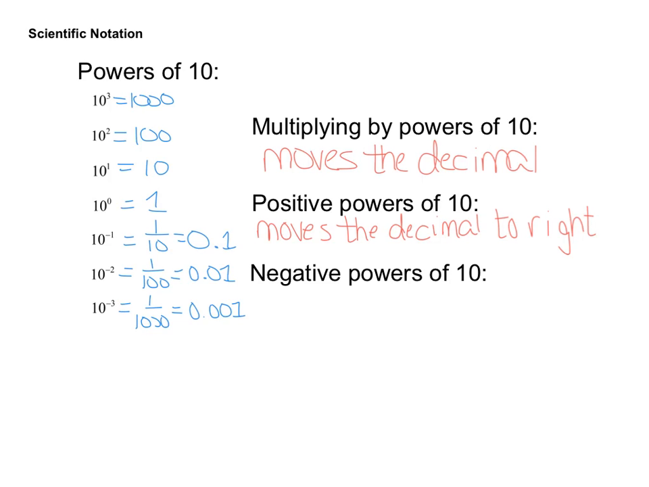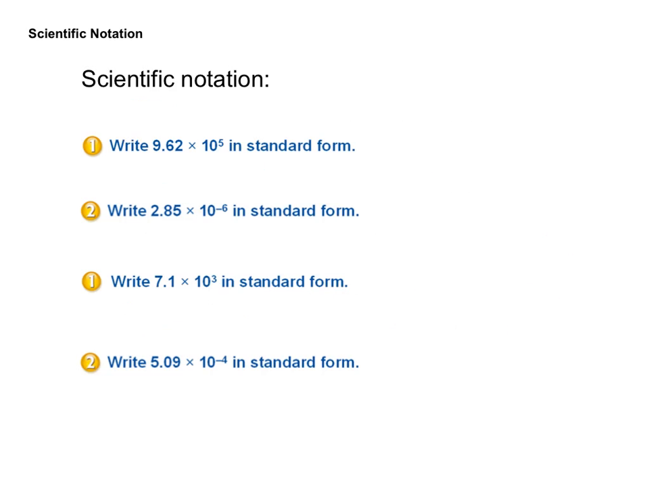And a negative power of 10 moves the decimal to the left. So powers of 10, which you should have at some point explored, played with, seen what happens when you deal with powers of 10, moves the decimal right or left. So like I said, scientific notation has to do with multiplying by powers of 10, either positive powers of 10 or negative powers of 10.